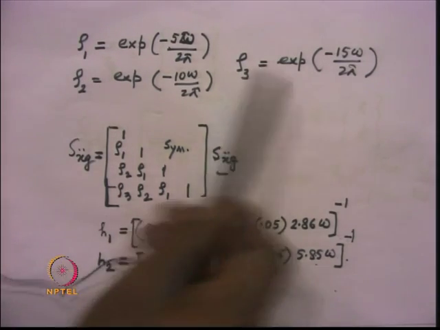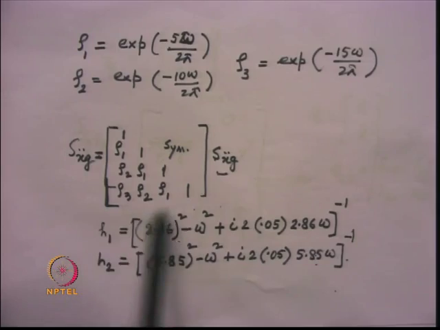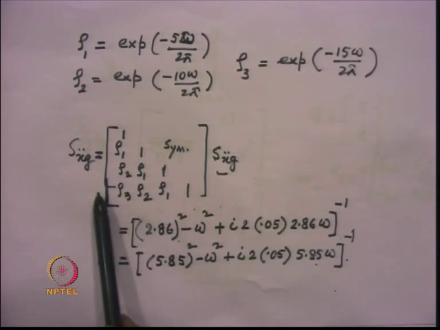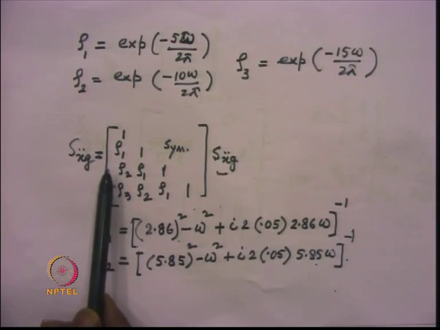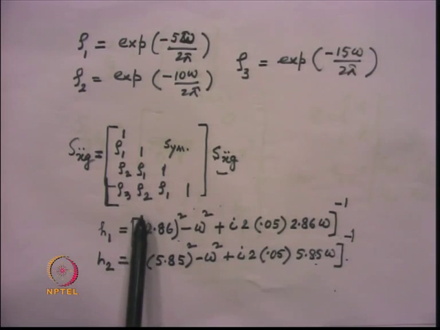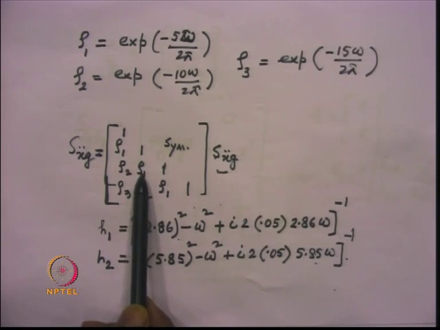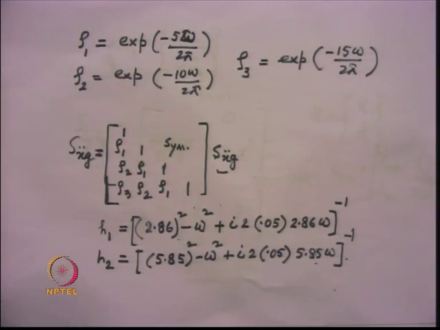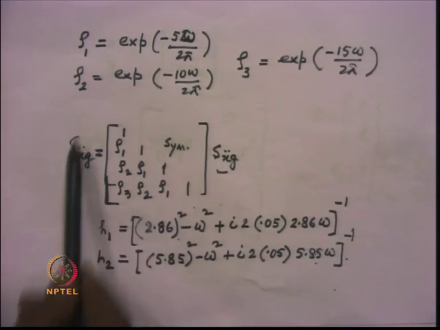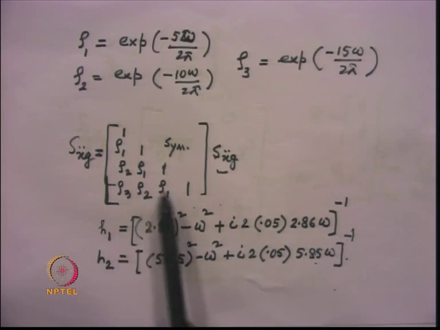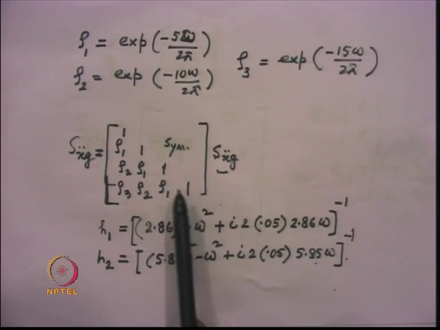Defining rho 1, rho 2, rho 3 in this particular fashion, one can write down the power spectral density function matrix for the excitation in this form, that is 1, rho 1, rho 2, rho 3, and so on, and they successively, because between 2 and 3 support, it will be the rho 1 that will come into picture. So, once we have written down this power spectral density function, we can use this for finding out the power spectral density function of the load vector that we will see a little later.